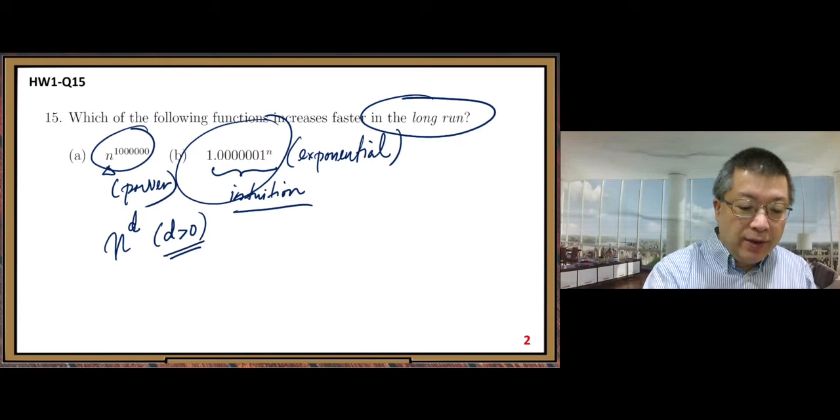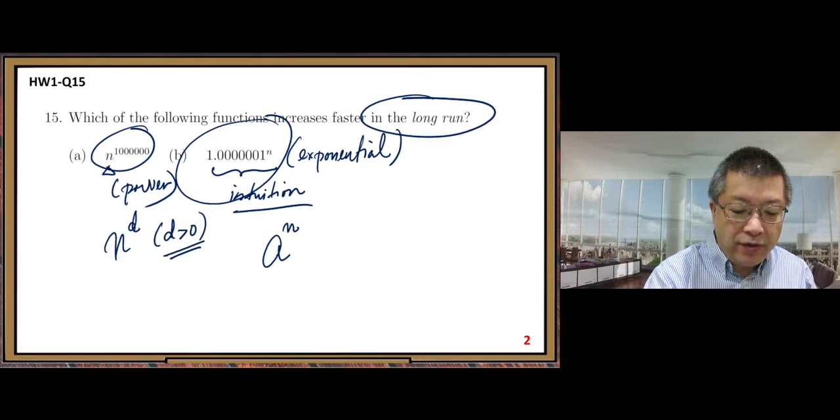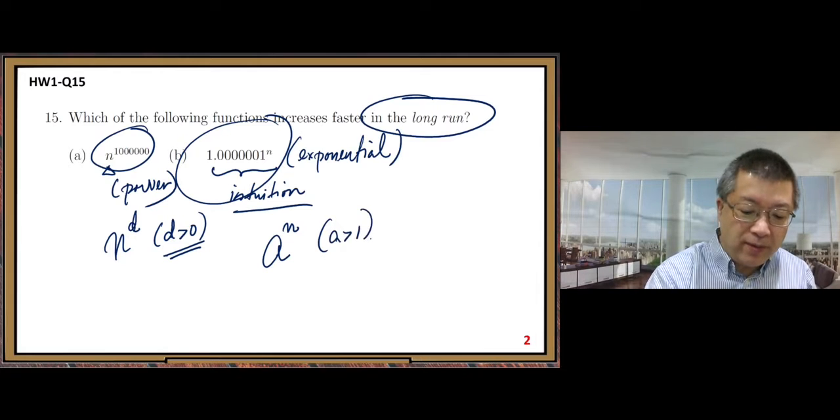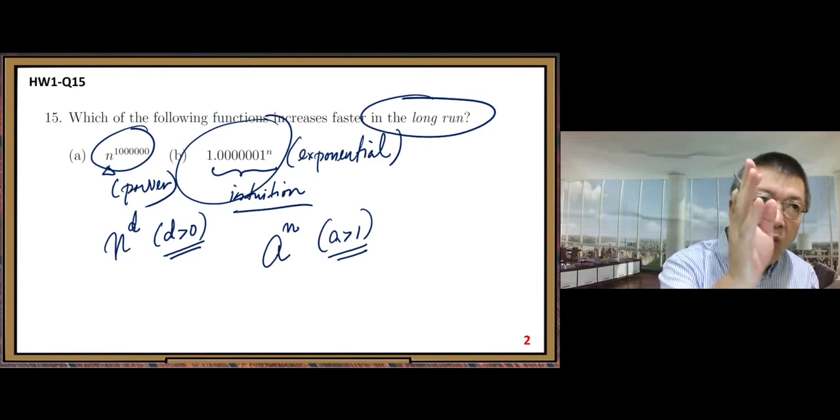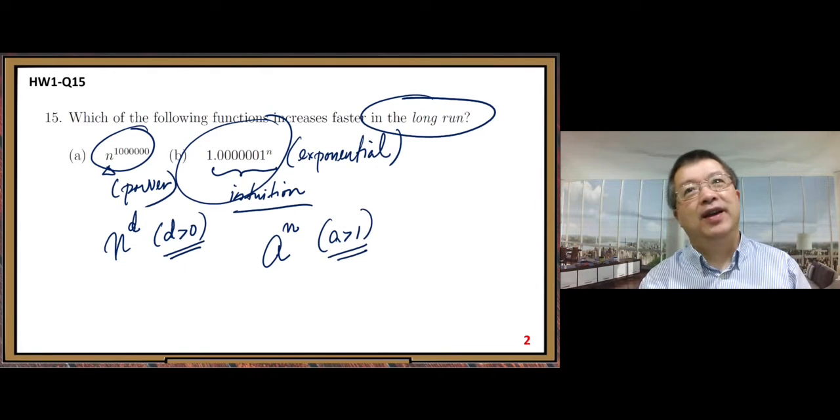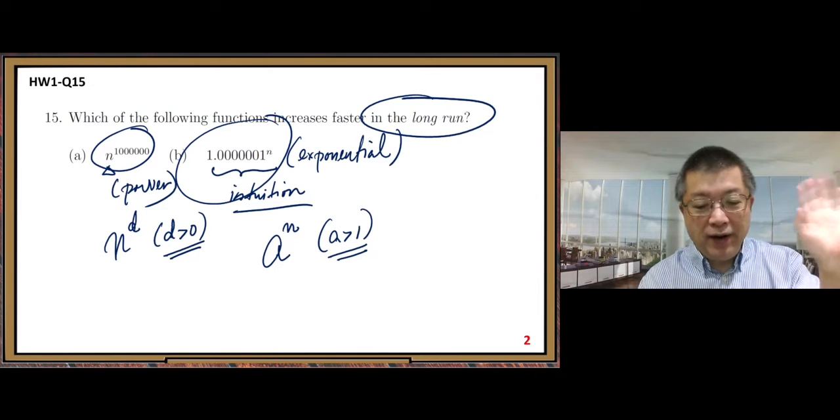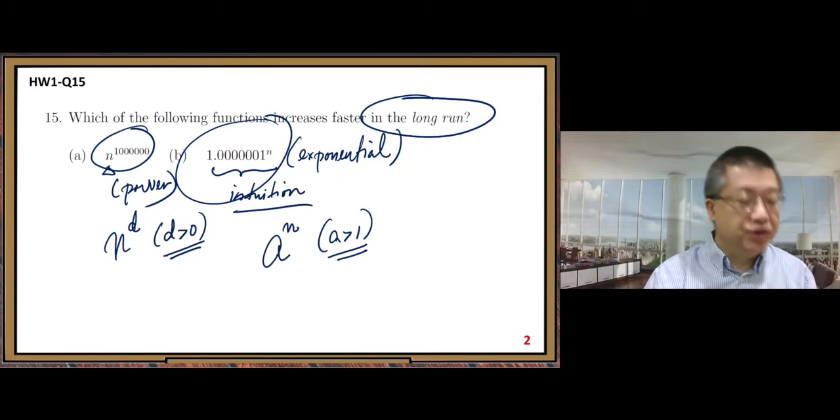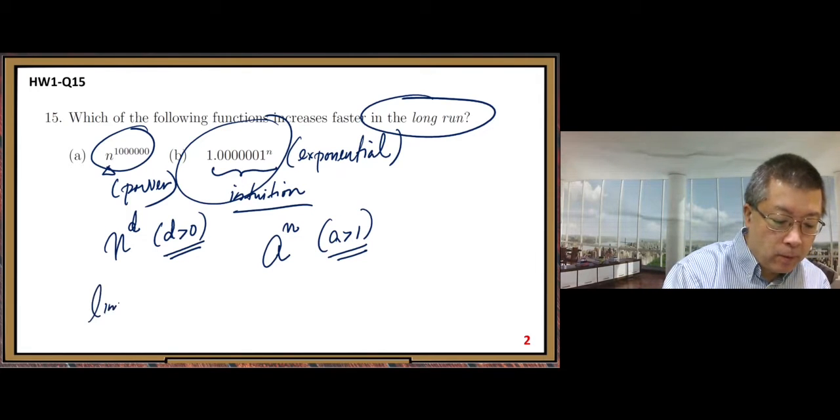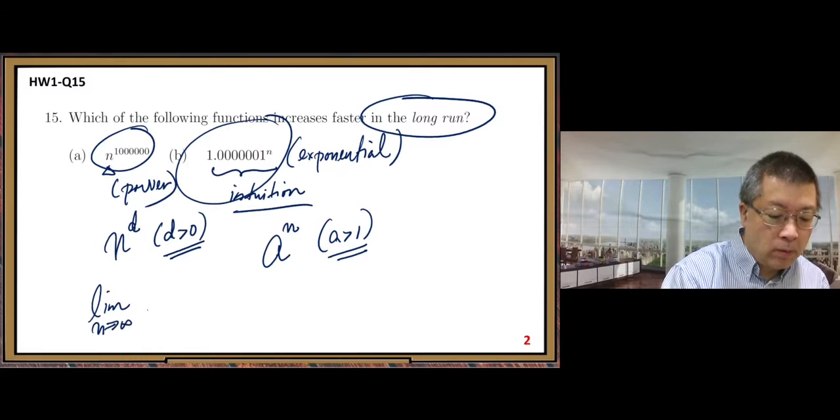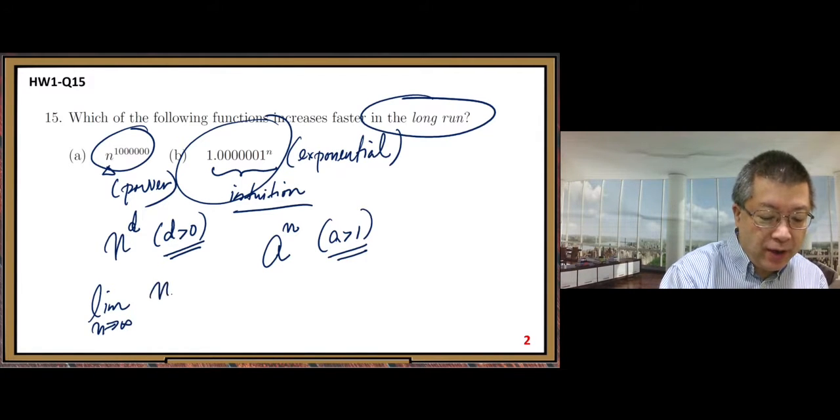The second function is the exponential function with a greater than 1. Strictly greater than 1. Yeah? All right. Then, in order to compare which one grows faster, we still use the limit. When n goes to infinity, the power function over the exponential function.